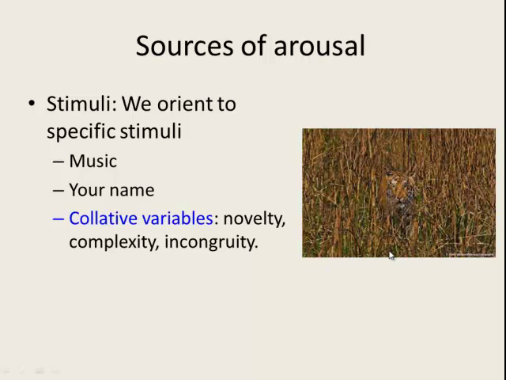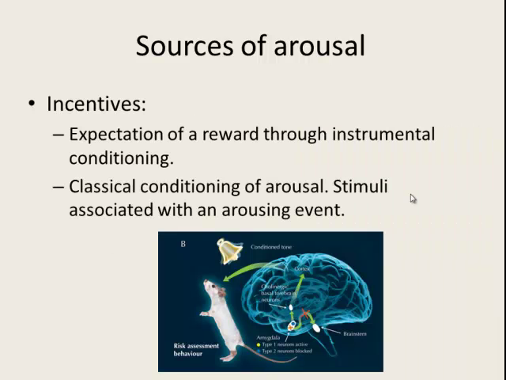I mean, if you're an animal and you're walking along and there are these bushes and something is wrong about it, something is novel or incongruent or more complex, like a tiger, it's very important that your arousal state increases, because that arousal state is going to affect your survival during your evolution.